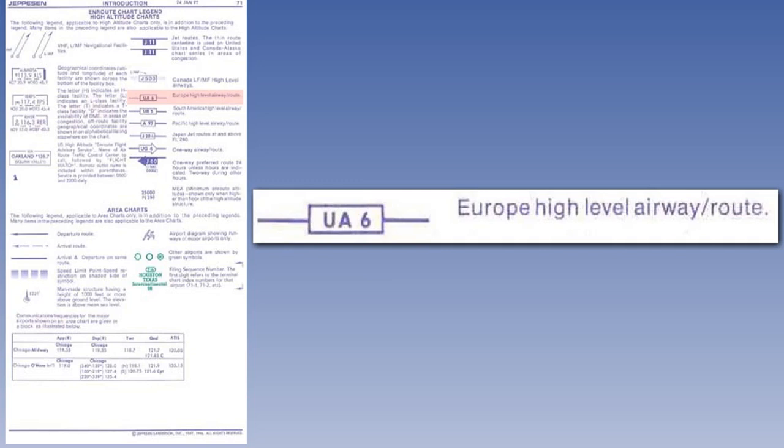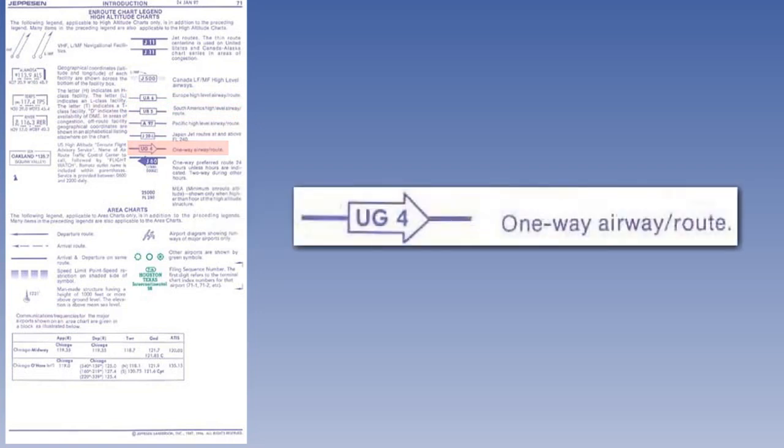In the example shown on the screen, this airway would be identified by voice communication as Upper Alpha 6, and this one-way route as Upper Golf 4. European routes are always identified using the phonetic alphabet. In some countries, however, these routes would be referred to as Upper Amber 6 and Upper Green 4.